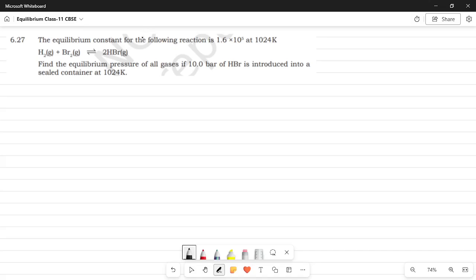So the equilibrium constant for the following reaction is 1.6 into 10 to the power 5 at 1024 Kelvin. H2 plus Br2 is in equilibrium with 2 HBr. Find the equilibrium pressure of all the gases if 10.0 bar of HBr is introduced into a sealed container at the same temperature. So what they're trying to say over here is that the temperature is constant. So let's start with writing down what they've given us. The first thing they've given us is the equilibrium constant, which is 1.6 into 10 to the power 5.